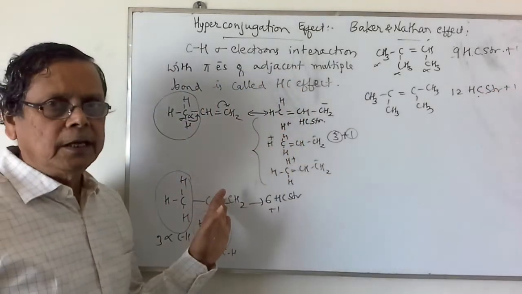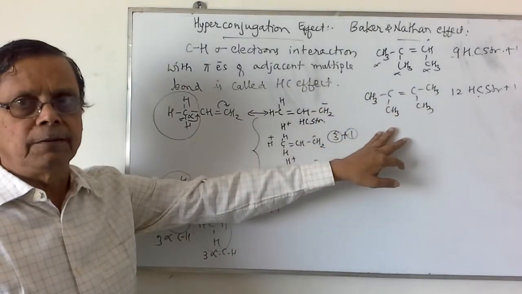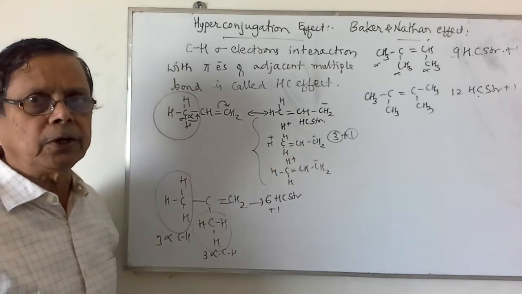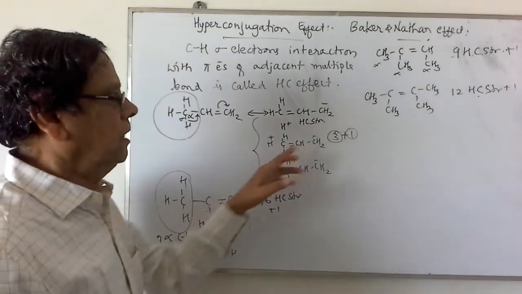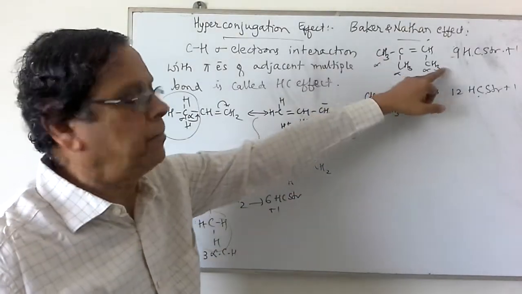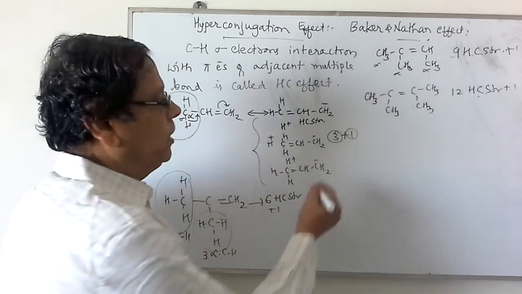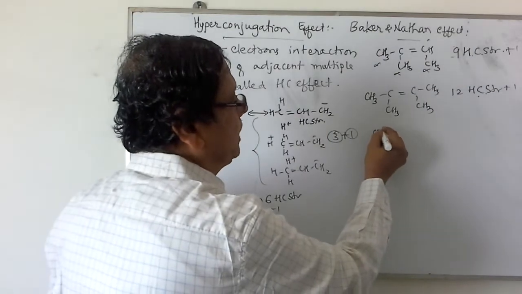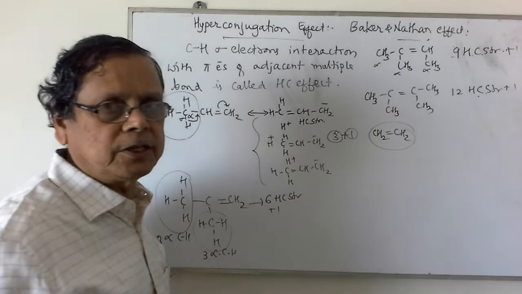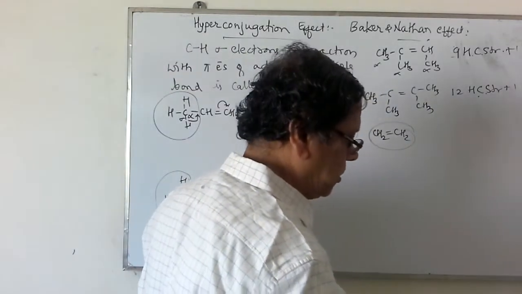What we observe here is, the larger the number of hyperconjugation structures, the greater will be the stability of that particular compound. So this compound is more stable than the one with 9 hyperconjugation structures, which is more stable than 6, which is more than 3. But if you take only ethene, CH2=CH2, it does not possess any hyperconjugation structures. Now let us see the effect of these hyperconjugation structures.